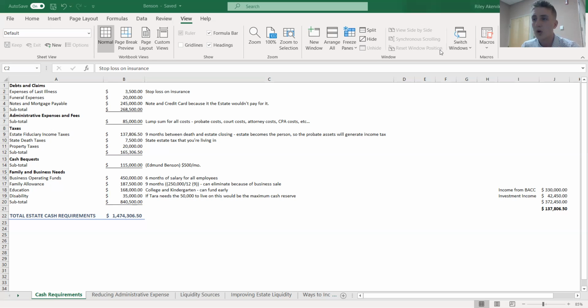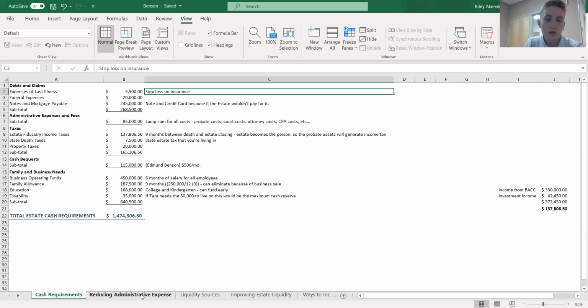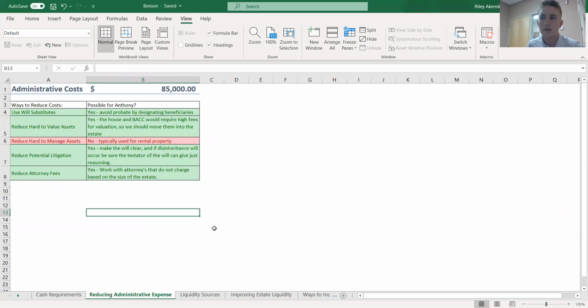Now, after we add up all those expenses, your total estate cash requirements comes out to $1,474,306.50. Now we're going to move on to administrative costs at the time of that estate being closed. An estimate that I came up with for the administrative expenses is $85,000 to pay for any attorney fees or court fees, and there's some other miscellaneous expenses in there that we need to take into consideration.